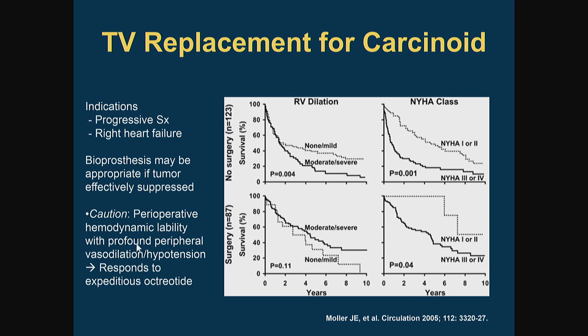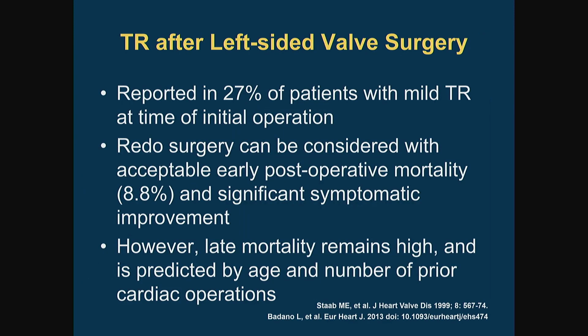A note of caution: there is risk for significant hemodynamic lability with significant peripheral vasodilation and hypotension perioperatively during tricuspid valve replacement for this condition, and this can be managed with expeditious administration of octreotide to suppress production of the serotonin metabolites. A final comment about tricuspid regurgitation is TR that occurs after left-sided valve surgery.